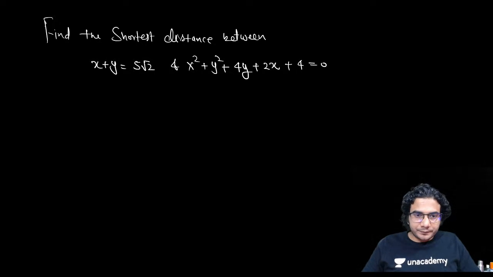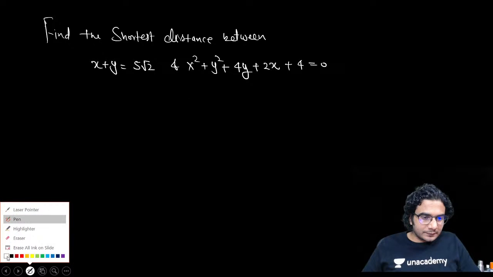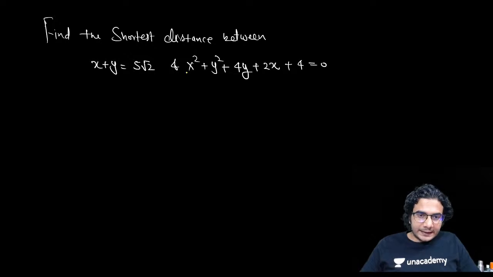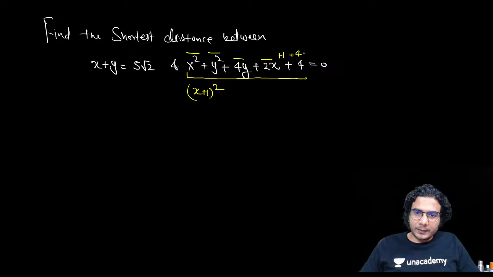Let's see. As you know, this second curve is basically a circle, which you can write as x plus 1 the whole square, that is x square plus 2x plus 1, and y square plus 4y plus 4. Minus 4 plus 4 is already there, and minus 1 will get cancelled. So this will be y plus 2 the whole square is equal to 1. So that is a circle, right?